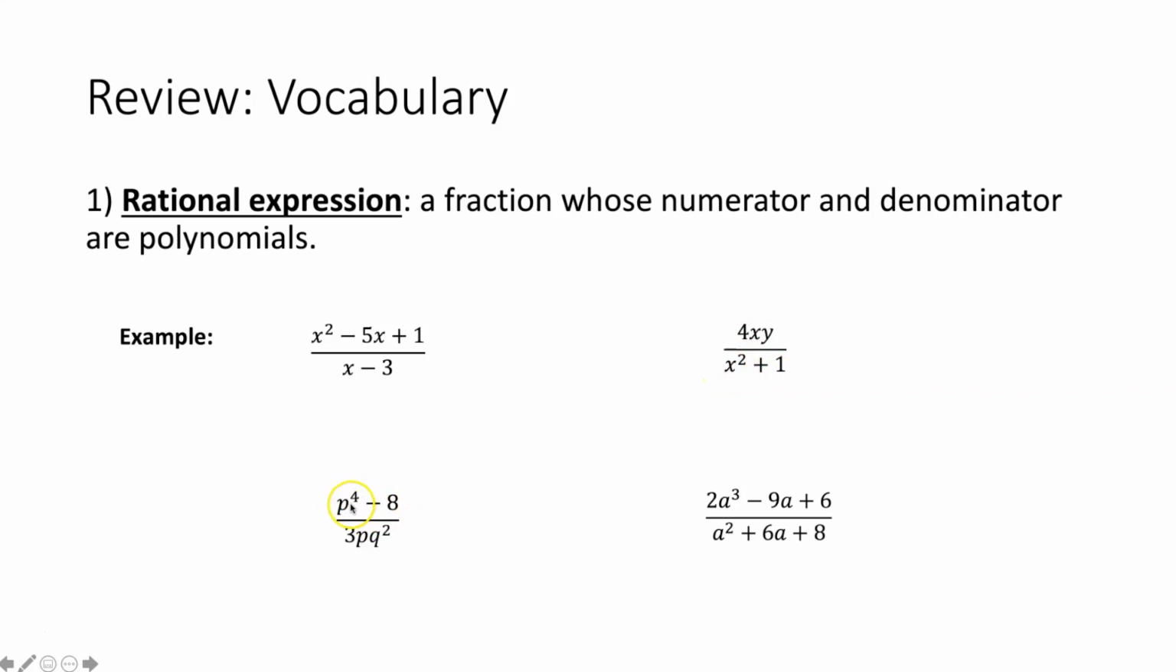Here our numerator is a 4th degree binomial. Here our denominator is a cubic monomial. Here our numerator is a cubic trinomial, whereas here our denominator is a quadratic trinomial.